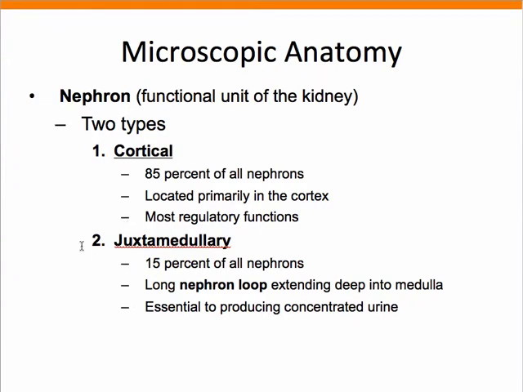A small number of nephrons are going to sit in the area that we call the juxtamedullary area. And the juxtamedullary area means right next to the medulla. They have a very long nephron loop or loop of Henle that extends into the medulla, and that is going to give these nephrons a function of creating very concentrated urine. And we're going to be looking at that physiology in lecture.